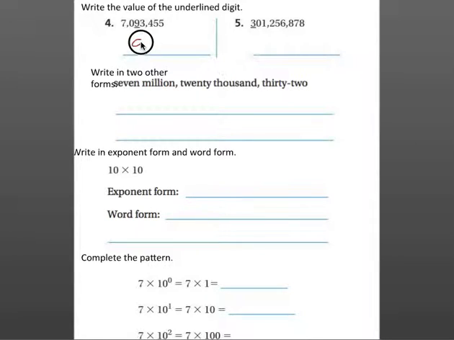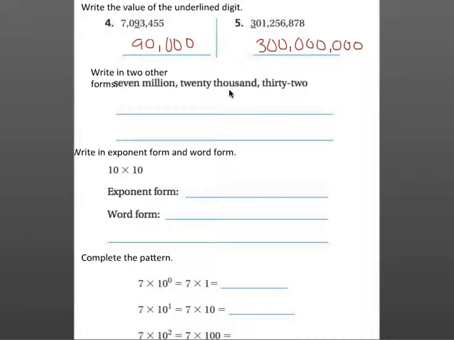So that means that the value of that 9 is 90,000. Because if I were to take 9 and multiply it by 10,000, I would get 90,000. Same thing over here. What is the value of the 3? Well, the 3 is in the 100 millions place. So the value of that 3 is 300 millions. So there's a difference between the value and the digit. So keep that in mind.